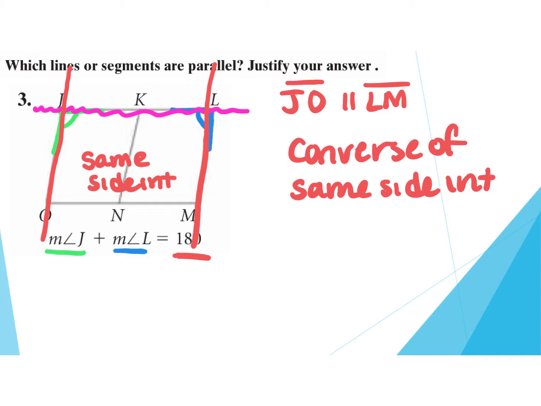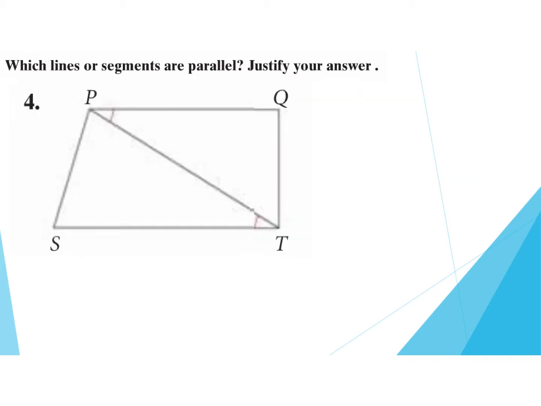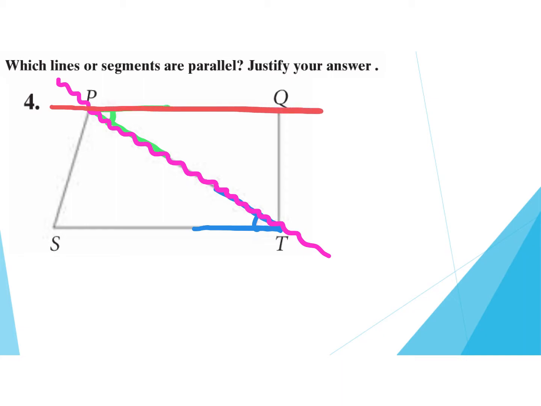same side interior angles. Again, I'm going to start by tracing over my angles. I have angle P, which has these as the sides, and angle Q with these as the sides. So the one that runs into each other is the transversal here, which means that my parallel lines are PQ and ST.